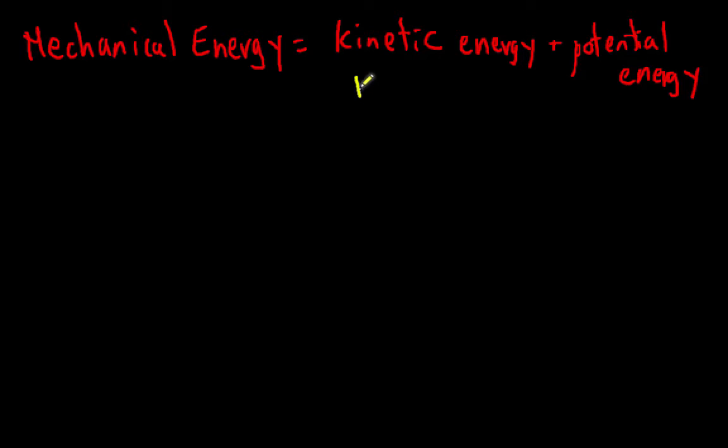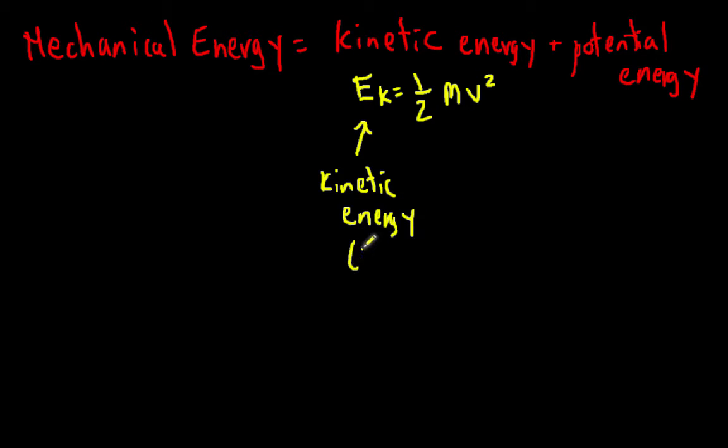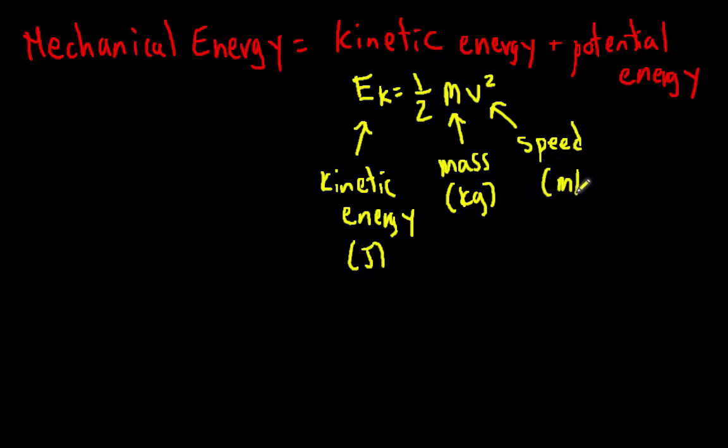Kinetic energy is given by the formula Ek equals 1/2 mv squared, where Ek is the kinetic energy, and that's a little subscript k next to the E indicating kinetic. This is measured in joules. M is the mass of the object that has kinetic energy measured in kilograms, and v is the speed of the object in meters per second.